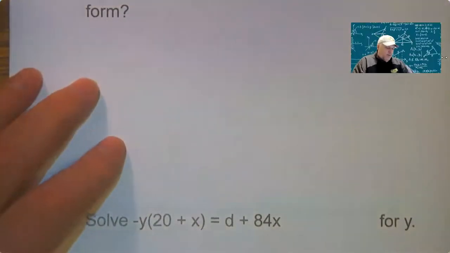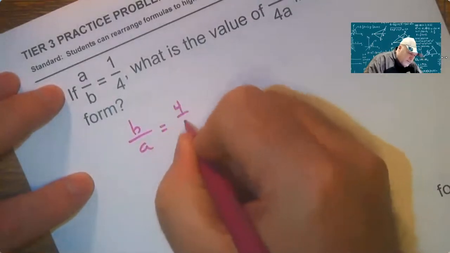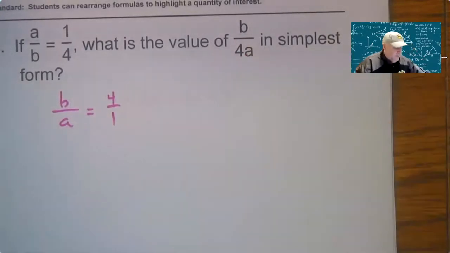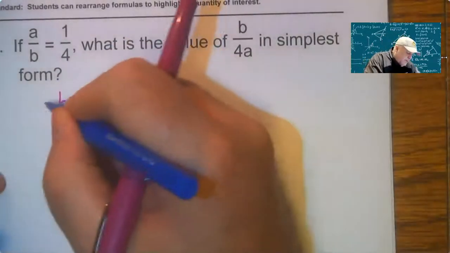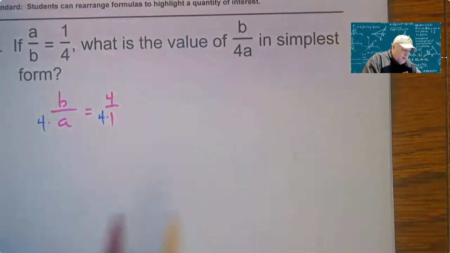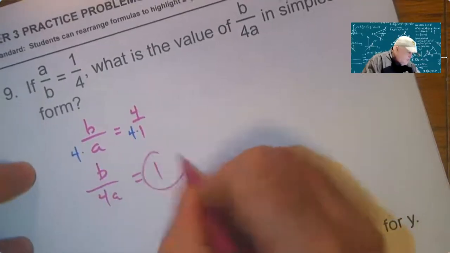Okay, tier 3. So again, we want to flip this over. B over A is 4 over 1. And now we've got to match this by multiplying. So this time we got to multiply by 4 on the bottom because we want B over 4A. And that's going to be 1.